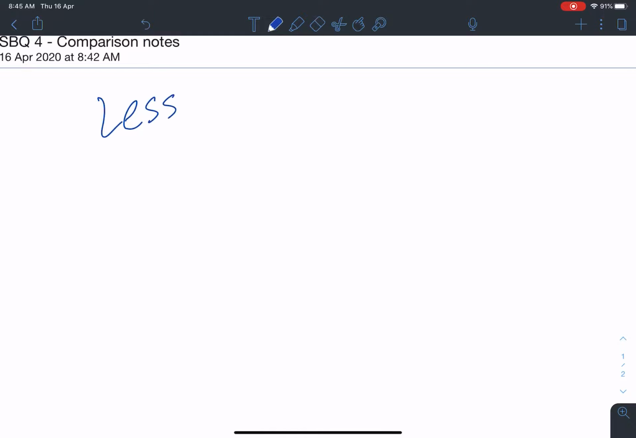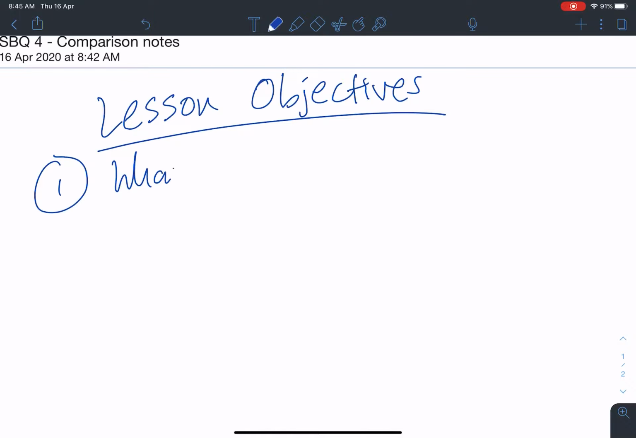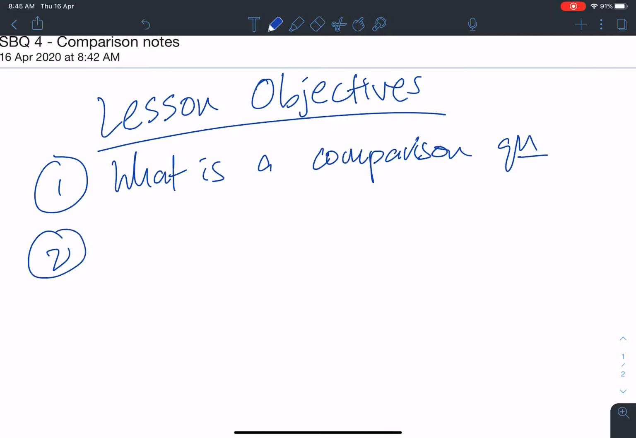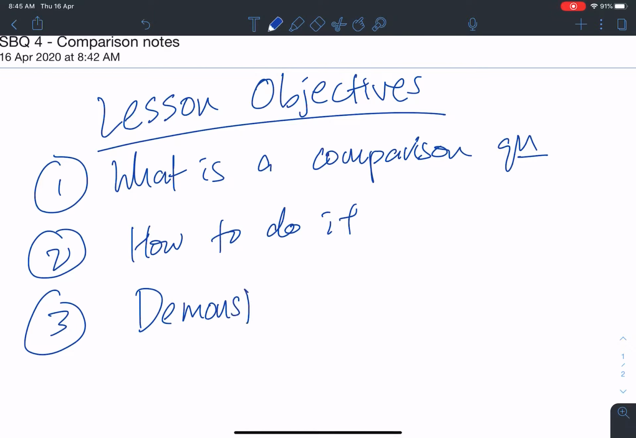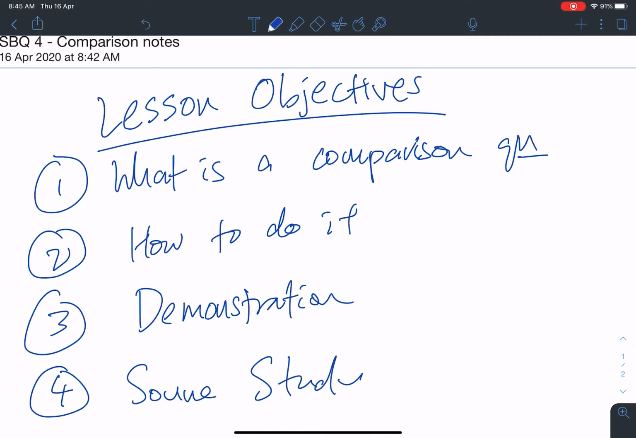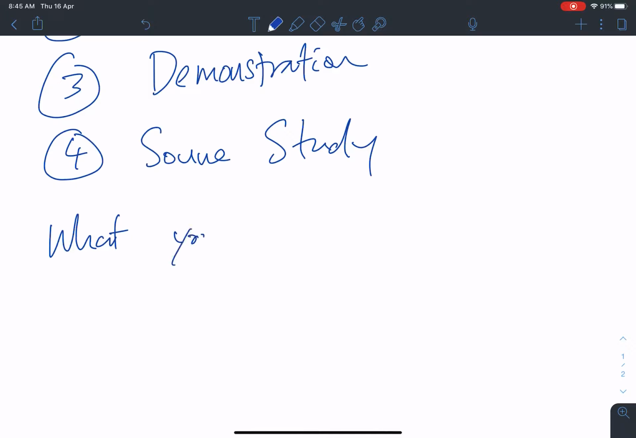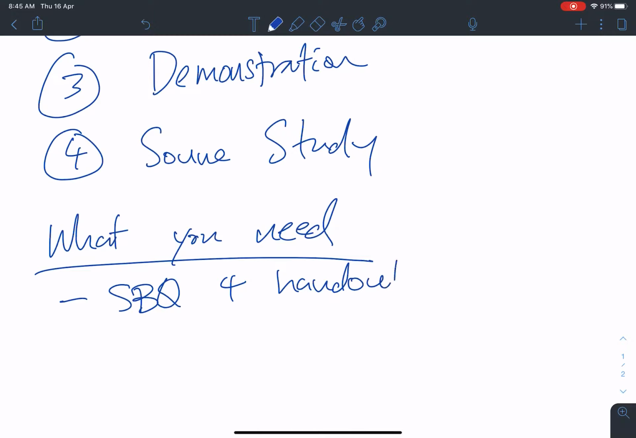Okay guys, so today we're going to look through how to do a SBQ question. Here are the lesson objectives. Firstly, what is a comparison question? How to do it. I will do a demonstration, and we will also do some source study. So make sure you have the SBQ4 handout, either a soft copy or a hard copy, and of course your writing materials.